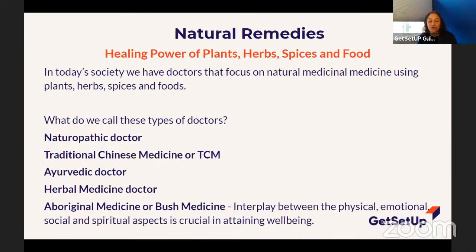Ayurvedic doctors, has anybody heard of that? Ayurvedics comes from India, and they have their own system of looking at the body kind of as a whole. Then there's herbal medicine doctors, there's herbalists. And then the last one I found really interesting, Aboriginal medicine or bush medicine. These specialists look at the interplay between our physical body, our emotional, social, and spiritual aspects to look at how to attain well-being. I love that because they're looking at different planes of our bodies, not just the physical and what's going on.